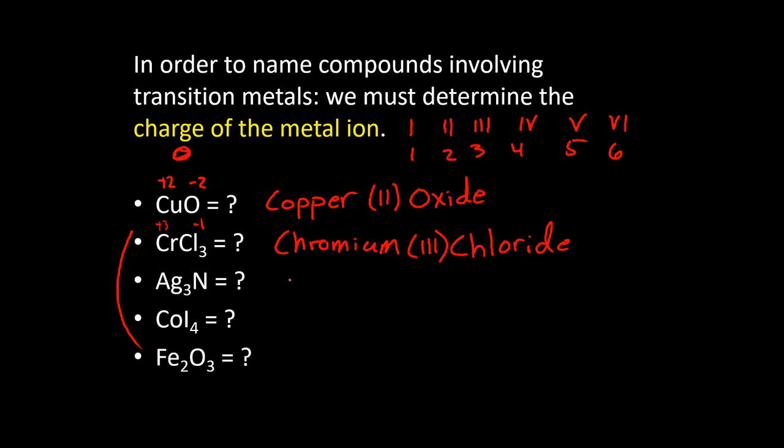The next one here, Ag is silver. N is nitrogen, which will become nitride. Nitrogen is going to have a charge of -3 because it's in column 15. So if nitrogen is -3, and we have 3 silvers, for the molecule to be neutral, each one of those silvers must be +1. So this will be silver 1 nitride.